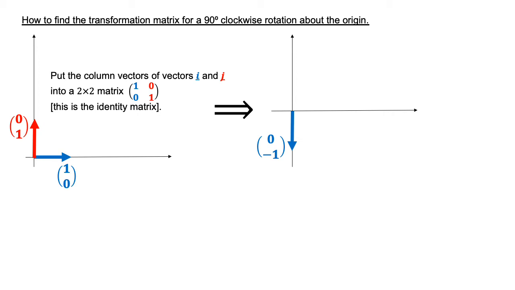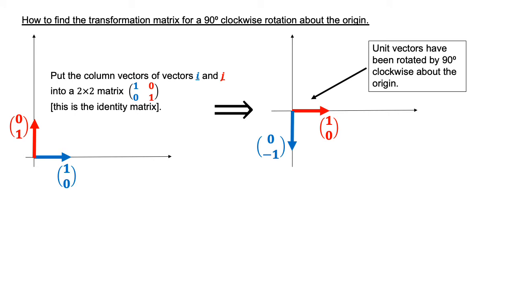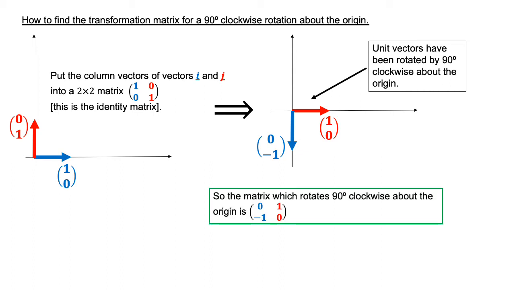What happened to the red vector? Well, that now again is spun 90 degrees and becomes (1, 0). So there they are. They've both been spun around by 90 degrees. I think it's quite obvious. But the clever part is that putting these two new vectors into our matrix does actually give us the matrix that will transform any shape by turning it 90 degrees clockwise about the origin.